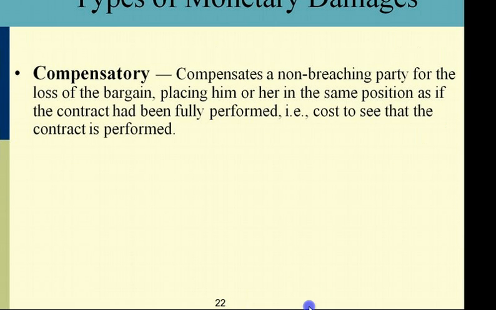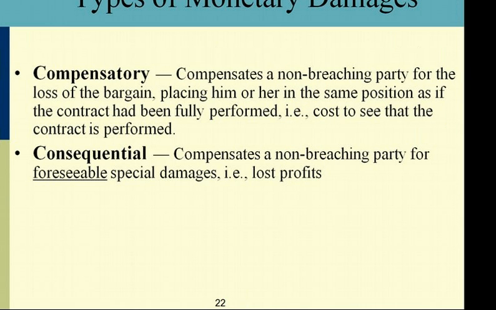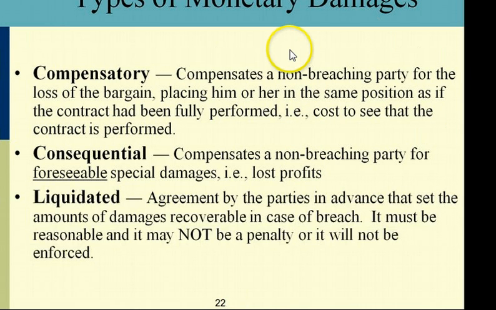and there's the type of monetary damages. There is compensatory damages. There is consequential compensation. Compensatory pays for the actual damages, the costs that were lost to see that the contract was performed. Consequential is for the non-breaching party for the foreseeable special damages, i.e. lost profits. So if somebody breaches a contract, they don't deliver some dresses that are going to be sold at retail, the other party can sue them for the profit that they didn't make because they didn't get it.